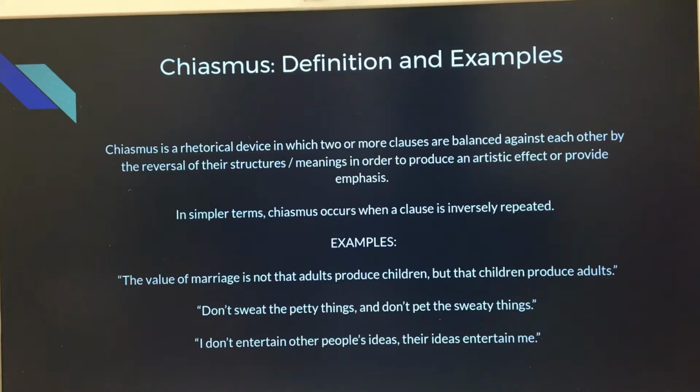Some examples of chiastic sentences include: The value of marriage is not that adults produce children, but that children produce adults. Don't sweat the petty things and don't pet the sweaty things. I don't entertain other people's ideas. Their ideas entertain me.